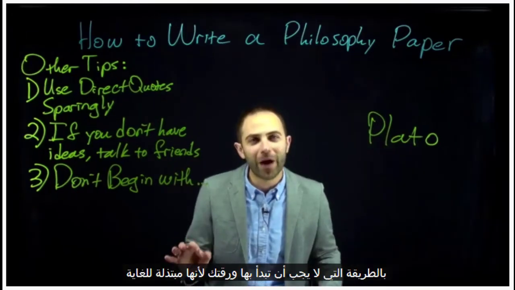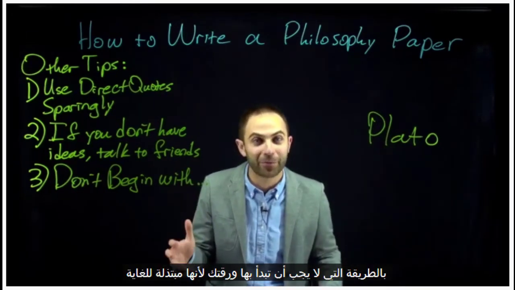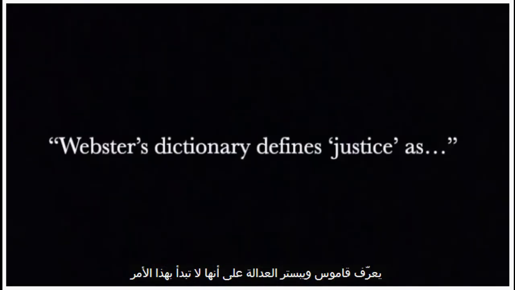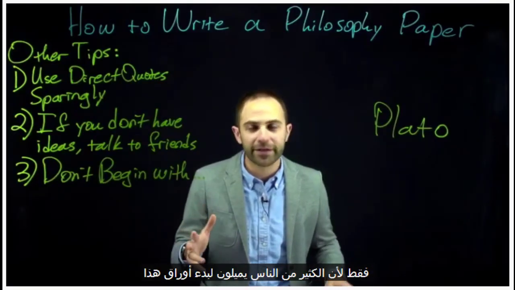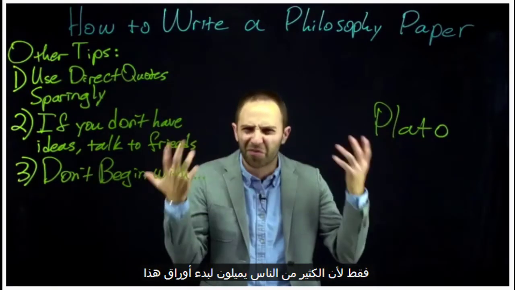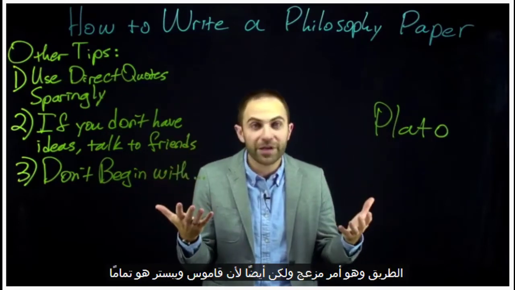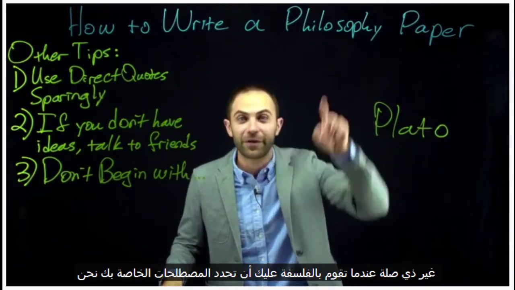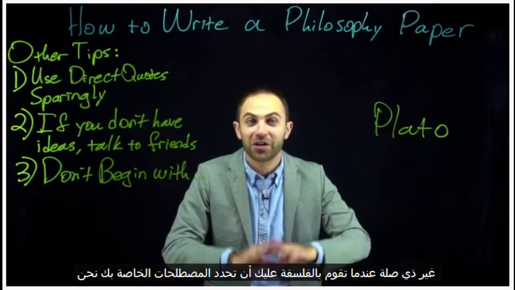Here's another way that you should not begin your paper because it's just too cliche. Webster's dictionary defines justice as blah, blah, blah. Don't start with this not only because lots of people tend to start papers this way and it's annoying, but also because Webster's dictionary is just totally irrelevant when you're doing philosophy. You get to define your own terms. We don't care about Webster.